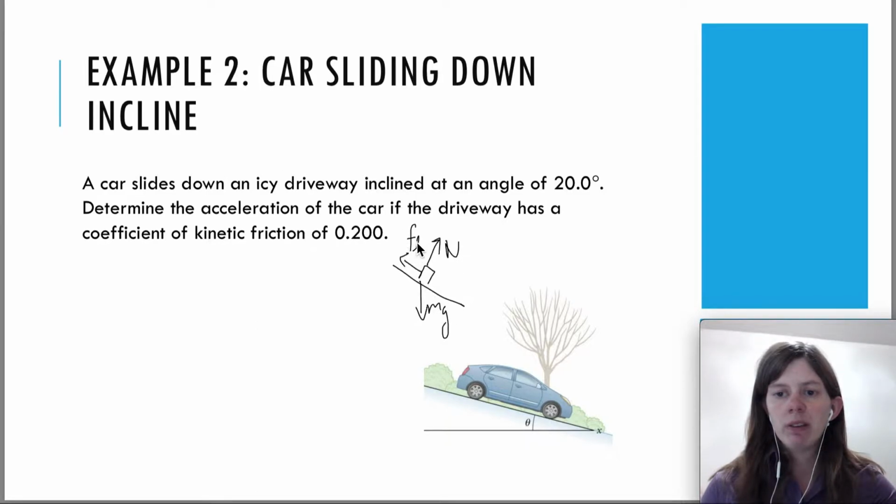So let's take a look at this example. A car is sliding down the icy driveway. We're given an angle of 20 degrees here. Determine the acceleration of the car. The driveway has a coefficient of kinetic friction of 0.2. So it's a small coefficient because it's icy, but there's still some friction.